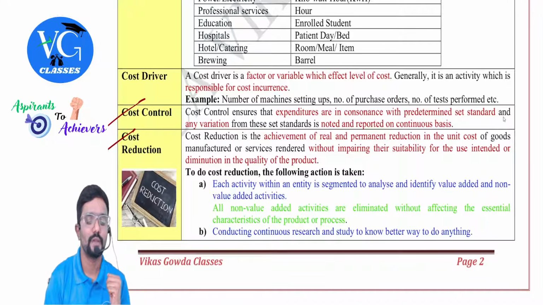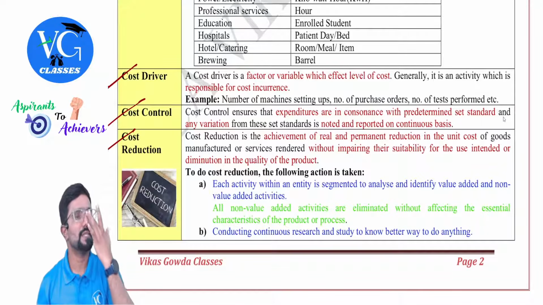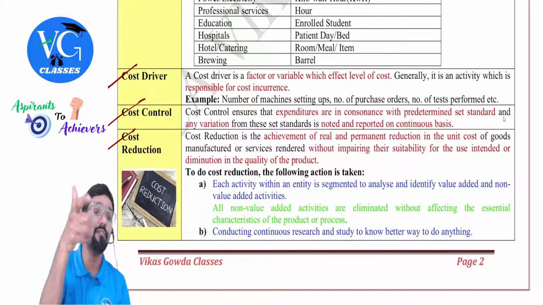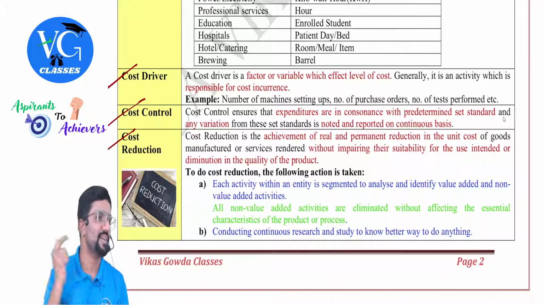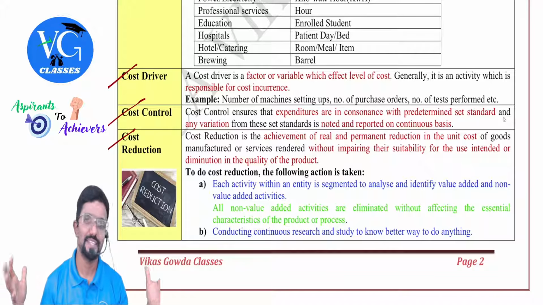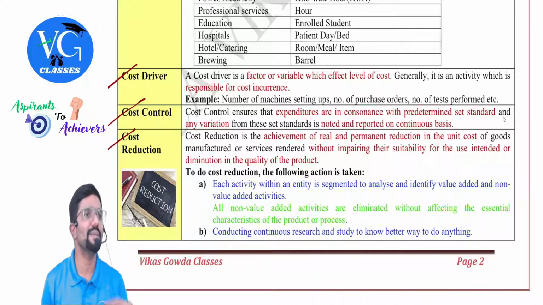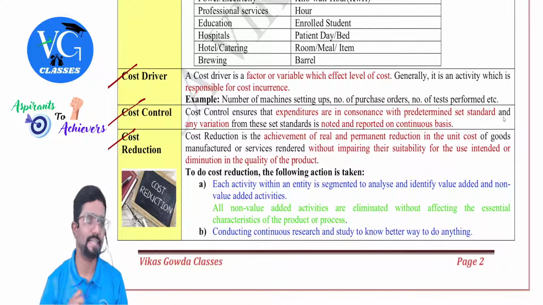Next, cost driver. Sir, what is cost driver? Guys, see, for any cost, there will be a factor which is affecting the amount of cost. For example, purchasing cost. What is the factor affecting the purchasing cost? Number of purchases. Higher the number of purchases, higher will be the purchase cost. Same way, inspection cost: number of inspection hours will be the cost driver or the factor.